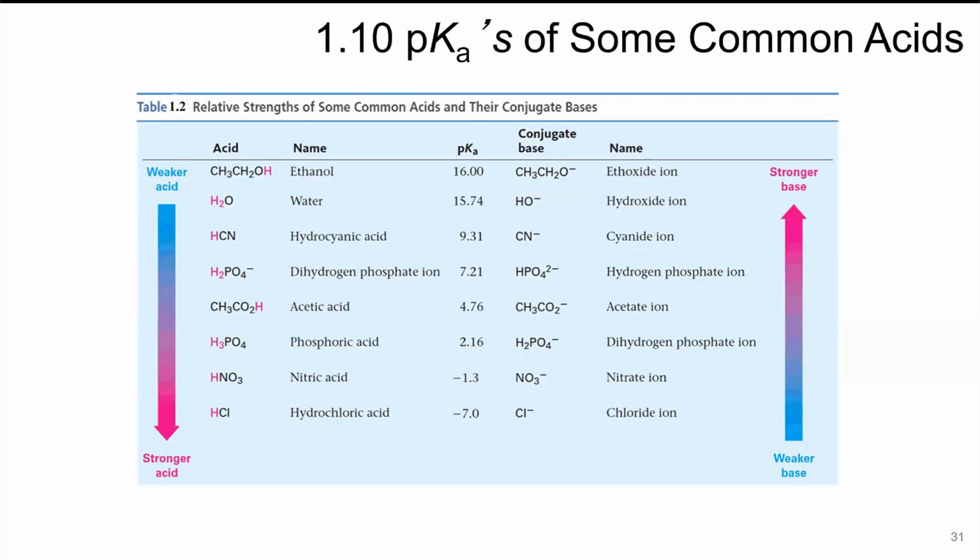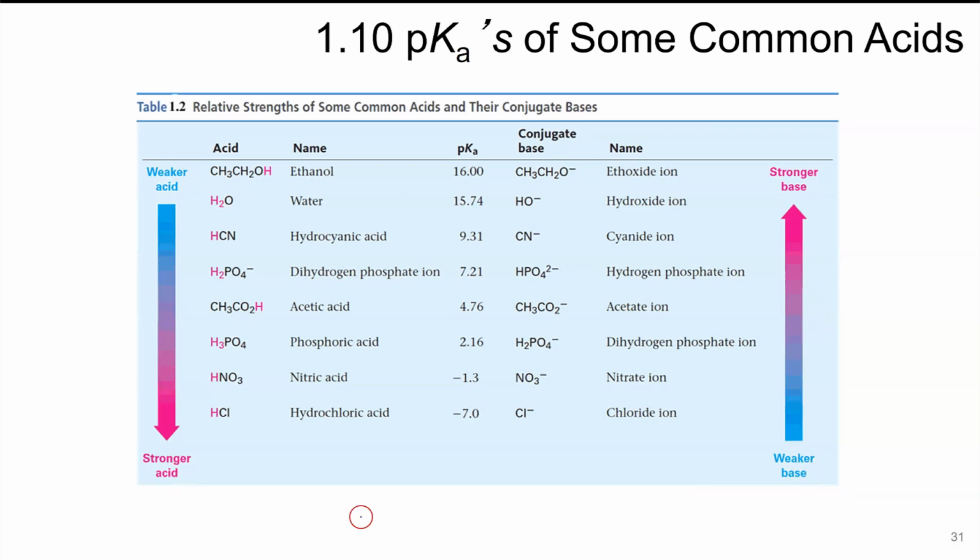We can look at the relative strengths of different common acids. Ethanol is a weaker acid. Water, as we know, is a weak acid. And if we get down to HCl, that is a very strong acid. Notice the pKa of ethanol is 16, while -7 is the pKa for HCl, a very strong acid. The conjugate base of each of these you can observe here as well. So weaker acid, stronger acid, weaker base over here, stronger base.